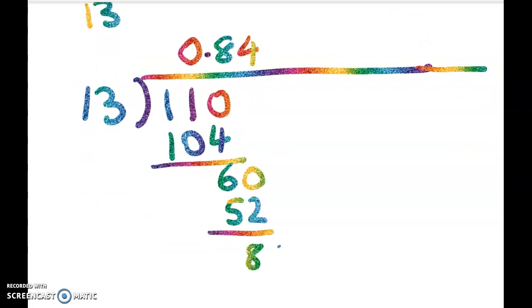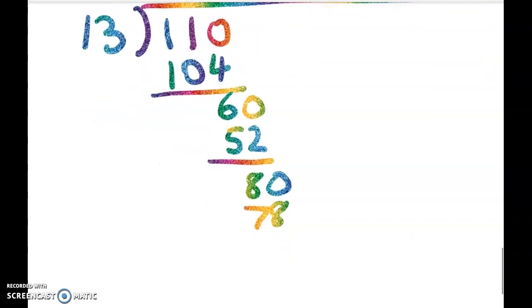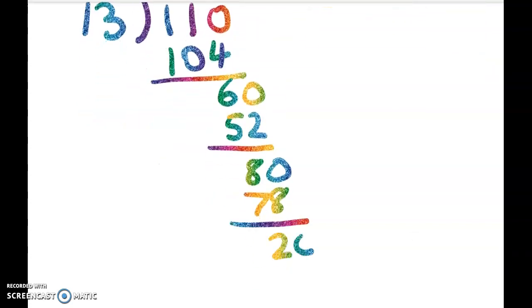We bring down the 8, and carry the 0. Right, 13 wholes go into 80. How many times? So 13 fives will give me 65. We can do one better than that. 13 sixes will give me 78. So we get 78 here, and we're carrying the 2.